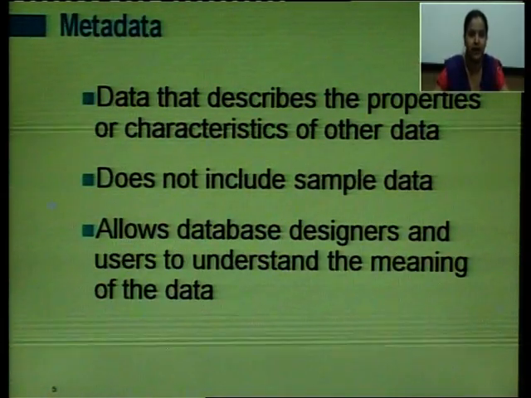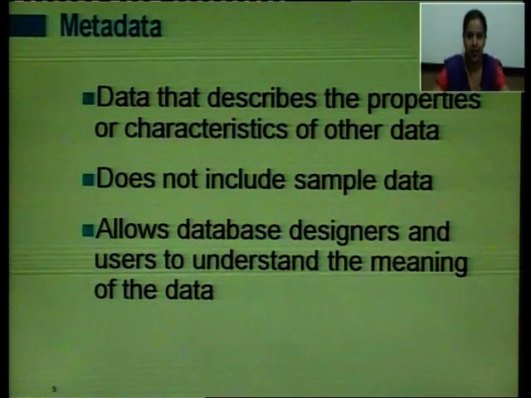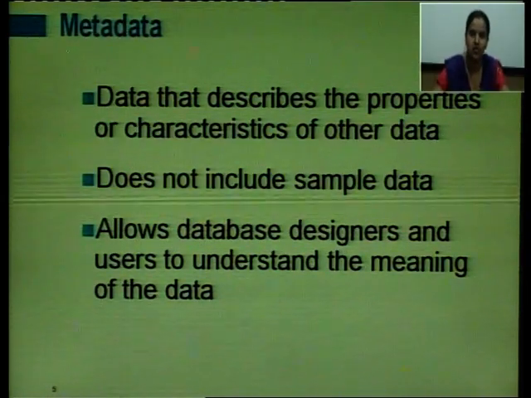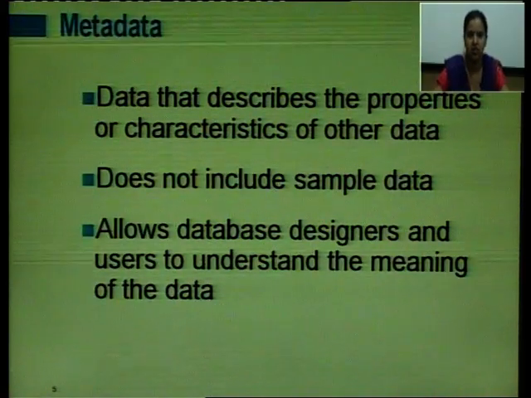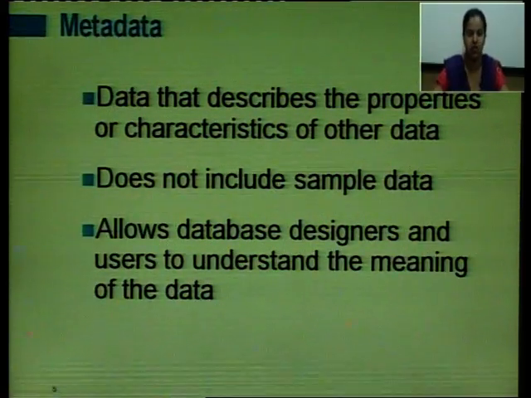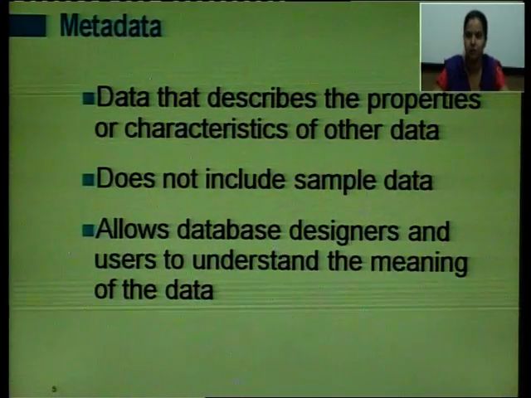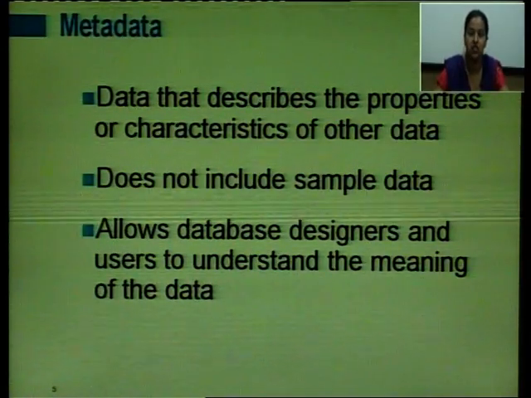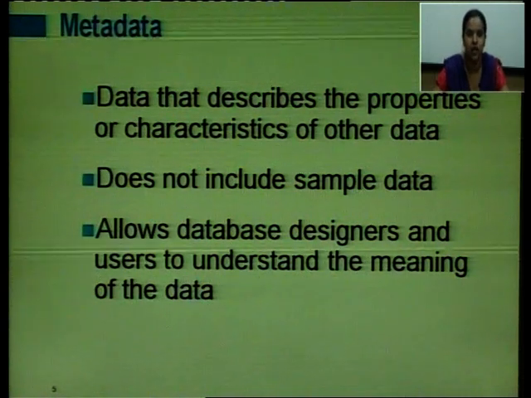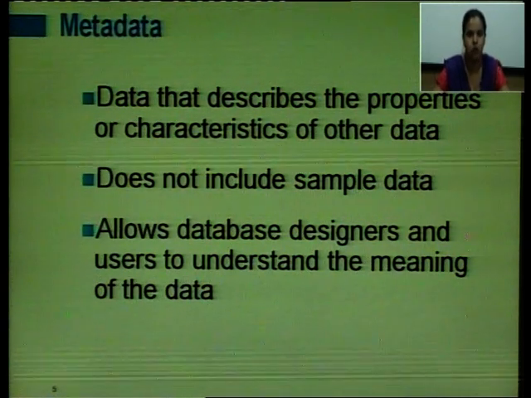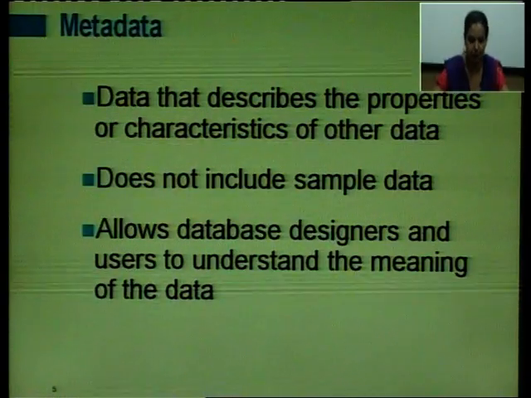Then comes the metadata. Data that describes the properties or characteristics of other data is known as metadata. It does not include any sample data, meaning it does not include examples. It includes the definition of the data. This metadata allows database designers and users to understand the meaning of the data.